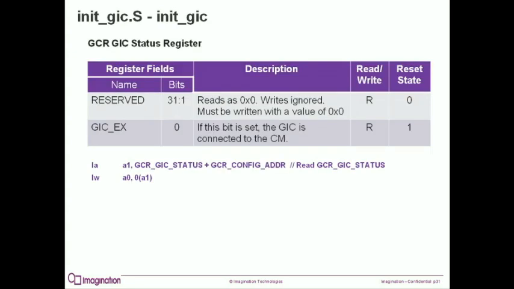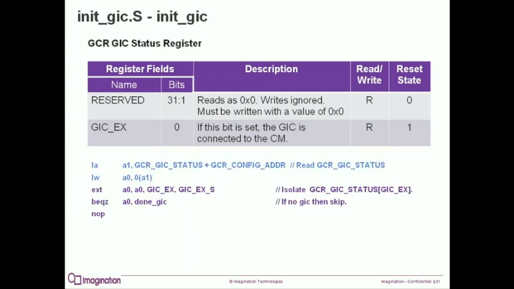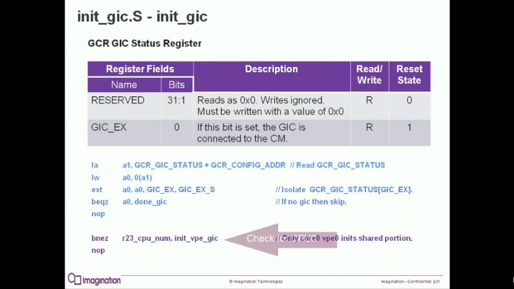To check to be sure if there is a GIC, the code reads the global control block's GIC status register. It extracts the GIC EX bit and then tests to see if it's set. If it is not set, there is no GIC, so the code will skip the GIC initialization.